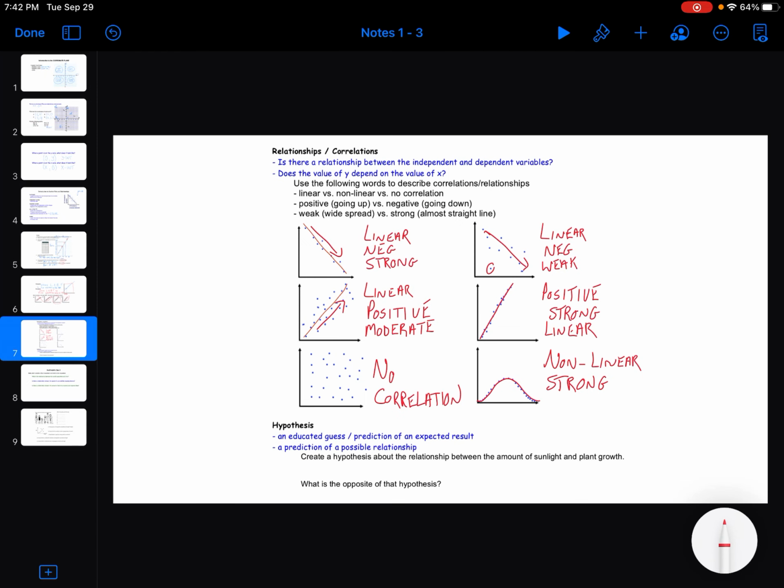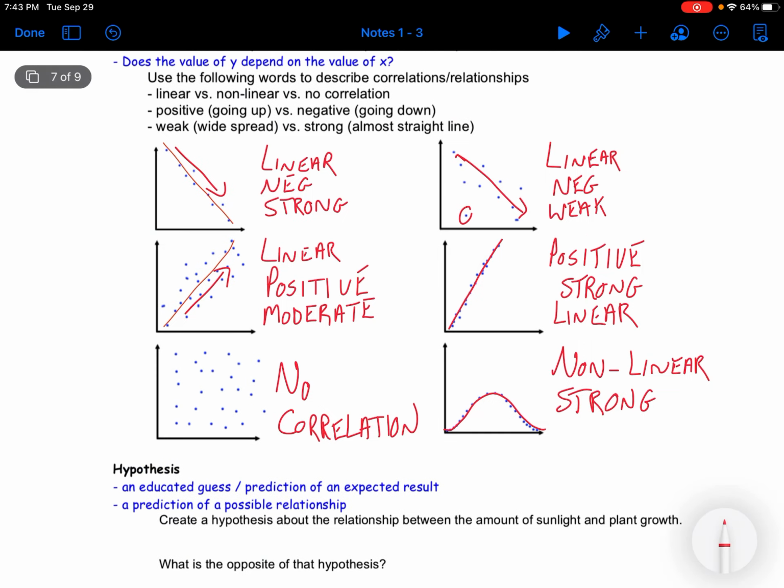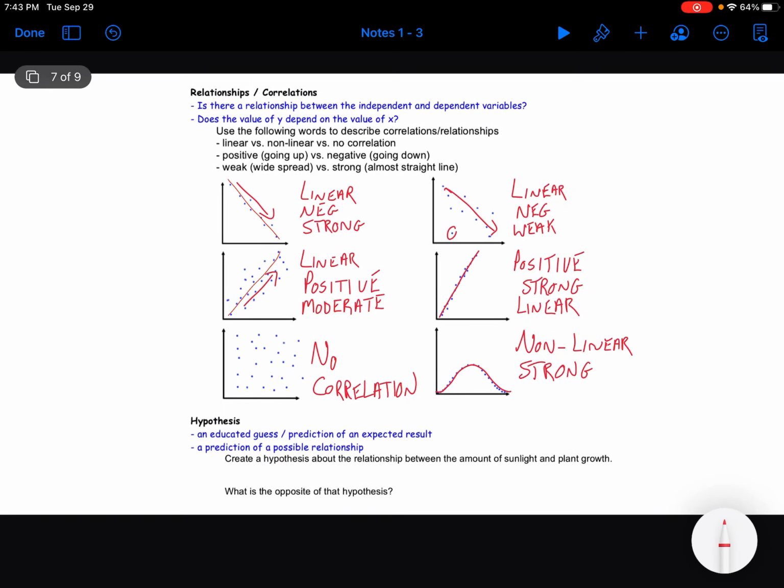Another thing we need to look at is, what is a hypothesis? So a hypothesis is an educated guess. Okay, it's a prediction, but it also typically has some background information about that. It's about some sort of relationship. So a hypothesis between the amount of sunlight and plant growth. So I would hypothesize that the more sun equals or is going to produce more plant growth.